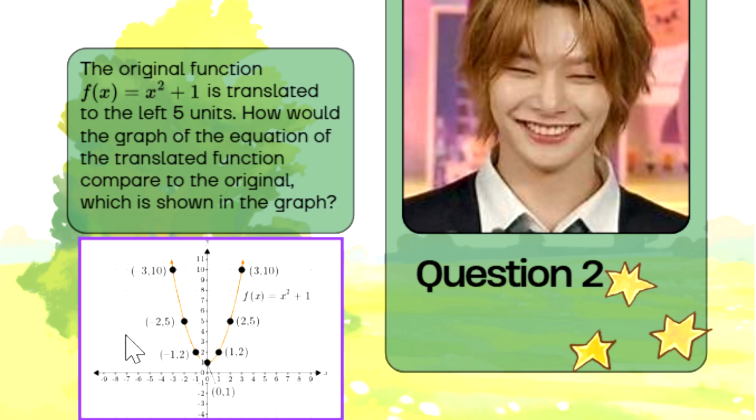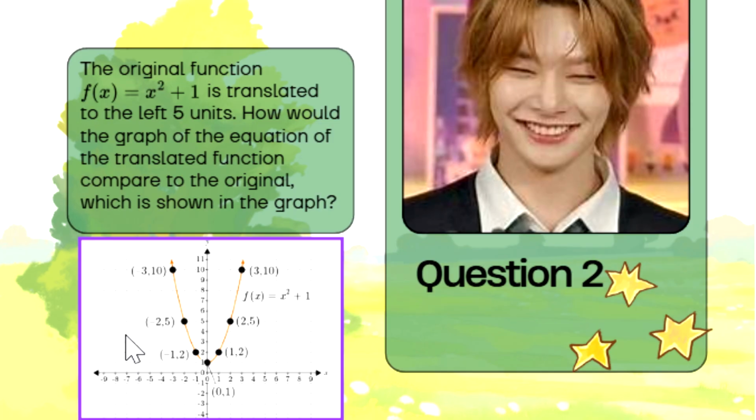So how would the graph of the equation of the translated function compare to the original, which is shown in the graph? So usually with these they have multiple choice answers, but I didn't write any of that down and I don't know why.